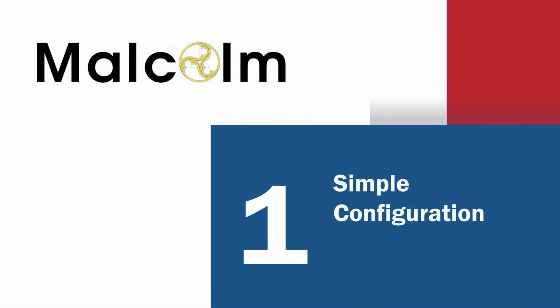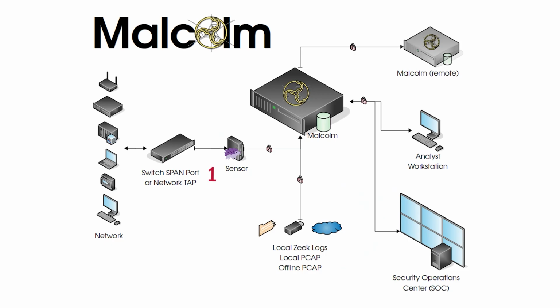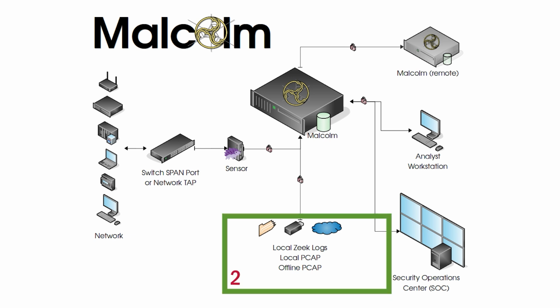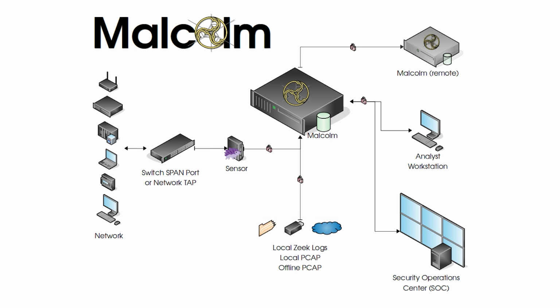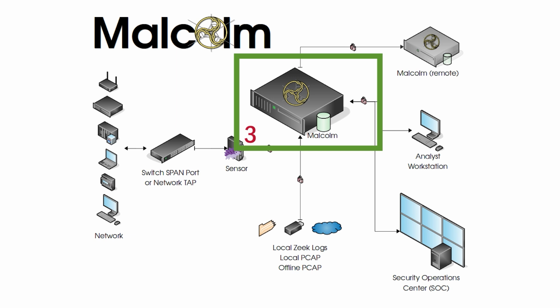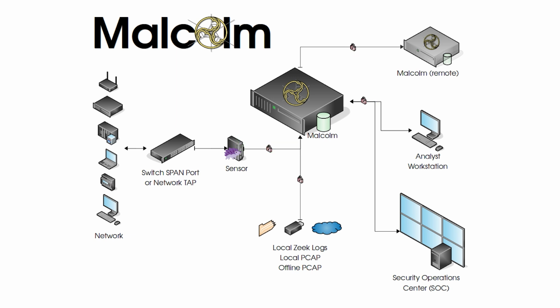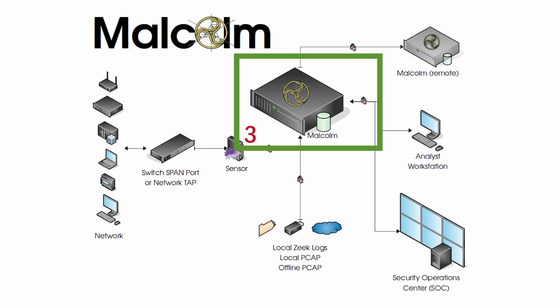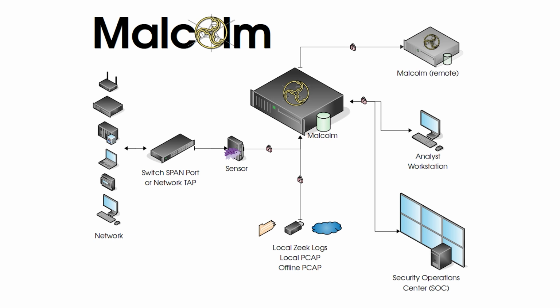Topic 1. Simple configuration. There are 3 ways to get network data into Malcolm. 1. Using a dedicated device running Hedgehog Linux to capture traffic and send its metadata to Malcolm. 2. Uploading a previously captured PCAP file into Malcolm. 3. Configuring Malcolm to capture live traffic directly. Today, we will focus solely on the third method, configuring Malcolm to monitor one or more local network interfaces for network traffic analysis. For more complex setups requiring multiple capture points, please watch Configuring Hedgehog Linux.